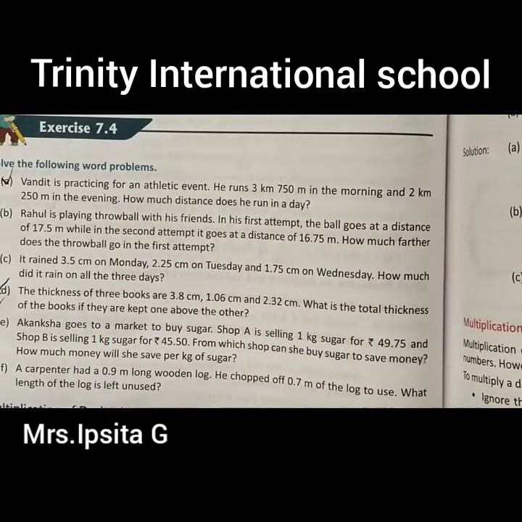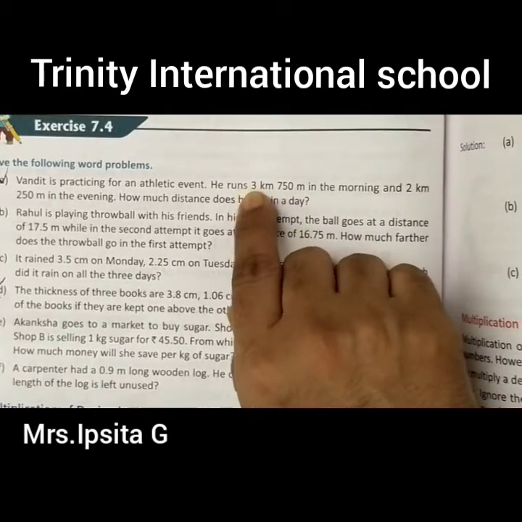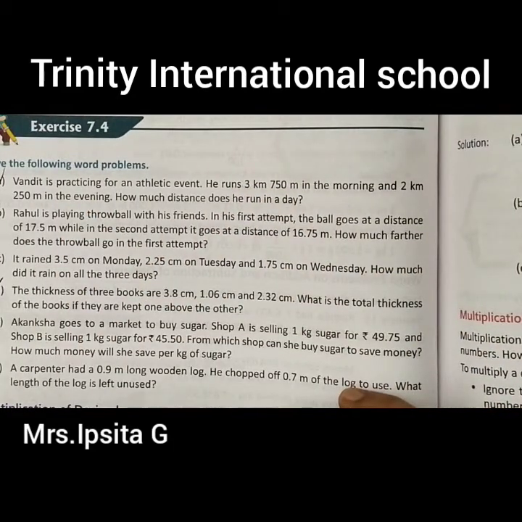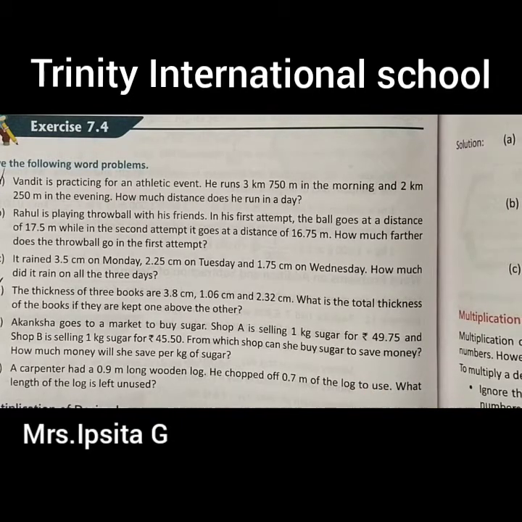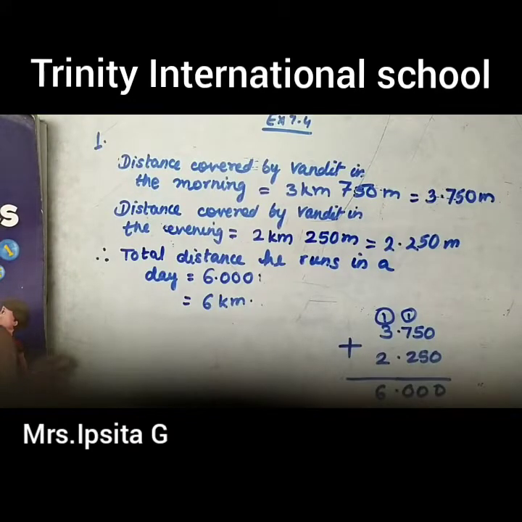Now in this, what you are going to do is you have to just add the numbers that is given to you, and we have to add it, and we will get the distance he runs in a day. So let us move to that. Now students, just see here how I have written the statements.